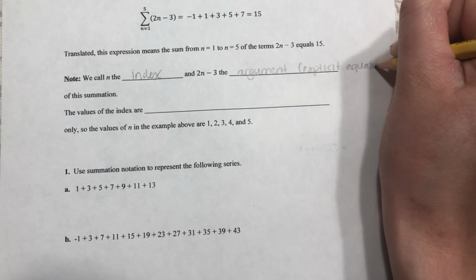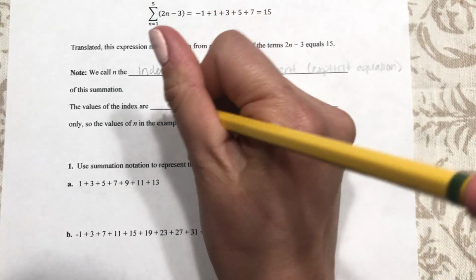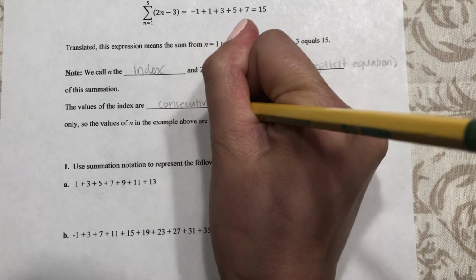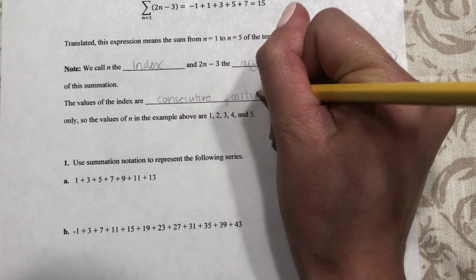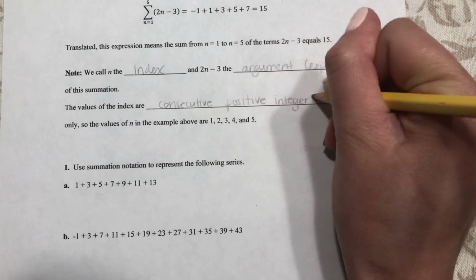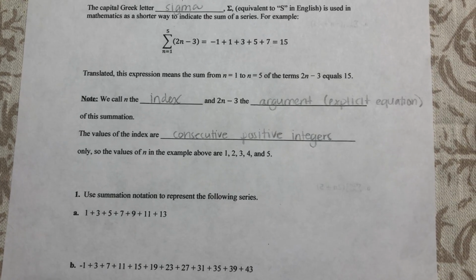Just make sure that you don't need the t of n in there. The values of the index are consecutive, positive integers only. So the values of n in the example above are 1, 2, 3, 4, 5.